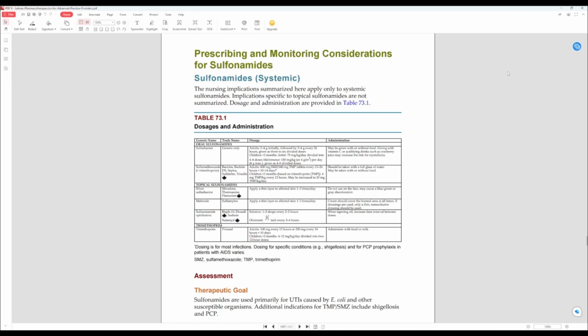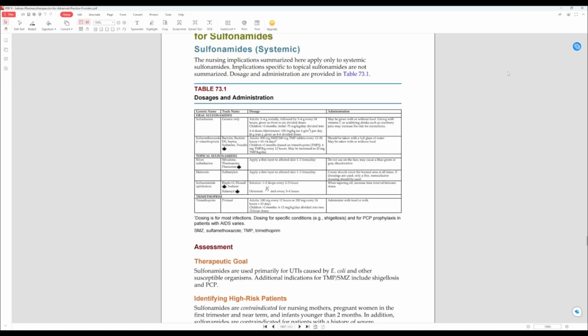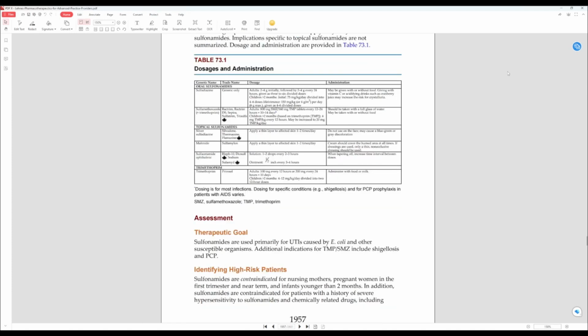So, your dosage and administration are provided in the following table. An outstanding spot to hit pause so you can take a look at different dosages. Speaking now on assessment, its therapeutic goal. Sulfonamides are used primarily for UTIs caused by E. coli and other susceptible organisms. Additional indications for TMP-SMZ include shigellosis and PCP.